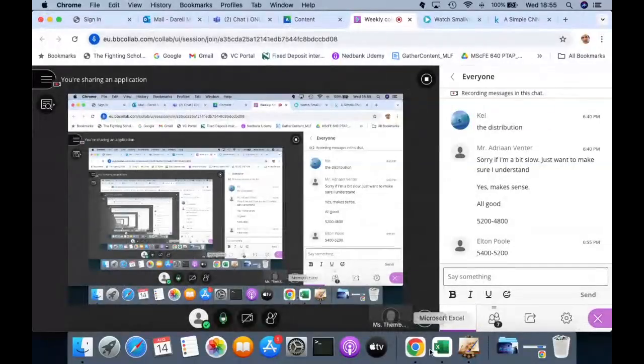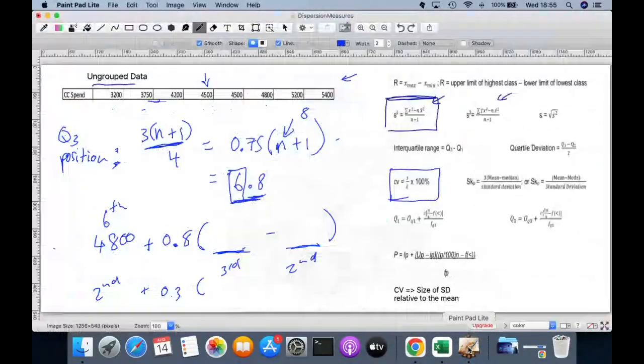Oh, people already put the numbers there. Wow. Nice work, people. Let's see. So it will be the 7th and 6th. 5,200 minus 4,800. Yes. So let's see. I think that's what you had in the chat. So it'll be 5,200 minus 4,800. Is that what you got?